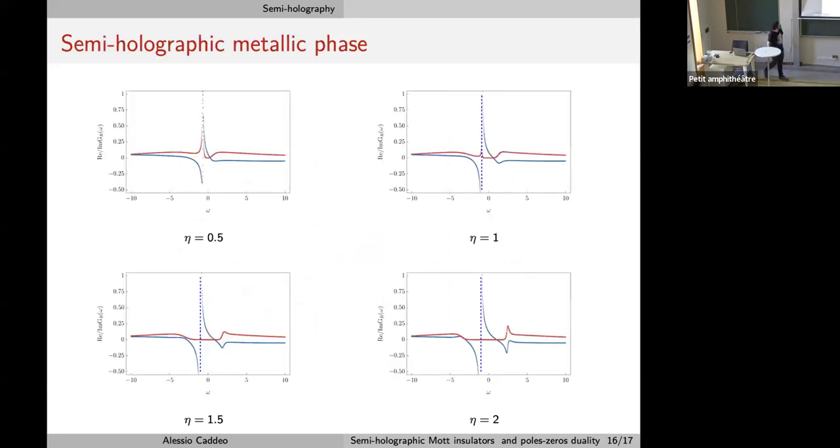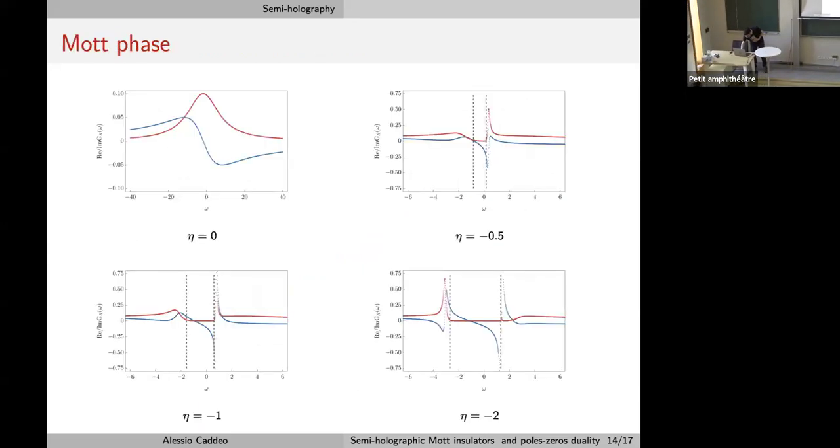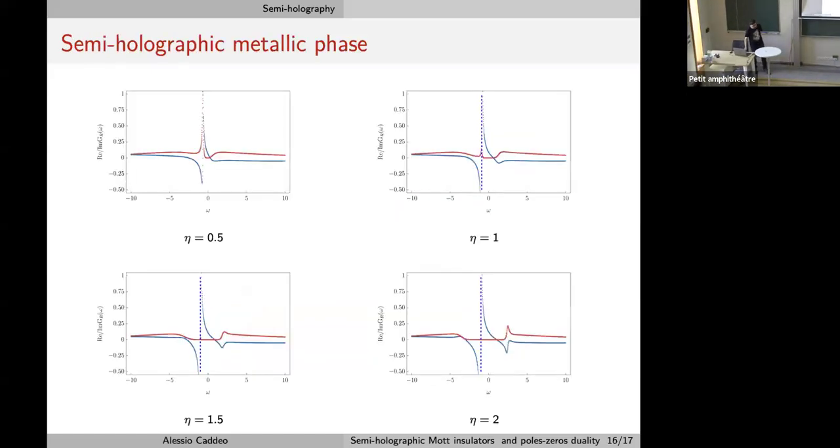And then here I'm plotting what happens when we increase eta in the positive region. At eta equal to 0, we have this plot on top left with a broad peak. As we increase eta, these peaks get sharper and sharper. But we see that we always have a Fermi surface. We always have a peak close to the chemical potential.